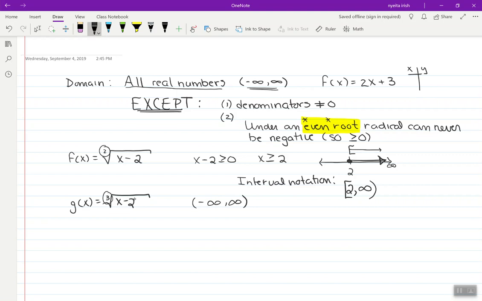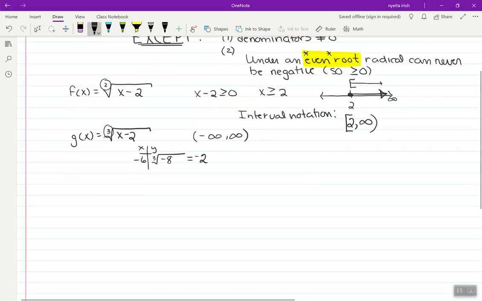So for example, if I plug in a -6 for x, just randomly picking -6, I'm going to get the cube root of -6 minus 2, which is -8. But the cube root of -8 does come out a real number, -2. I can have a negative under an odd root. I just can't under an even root. And it doesn't matter, again, what even root you're talking about.